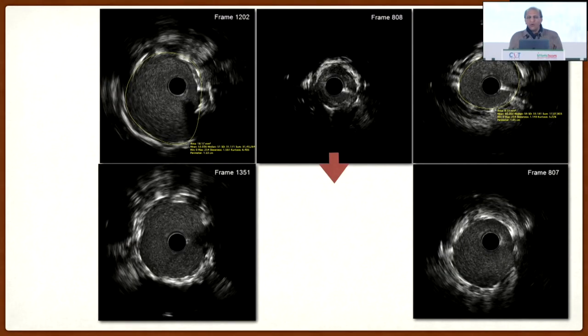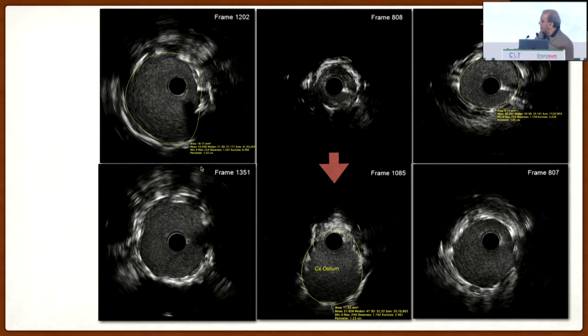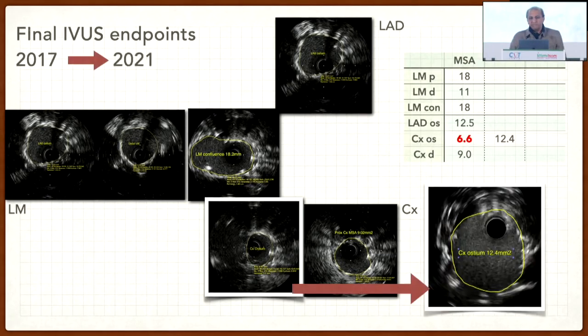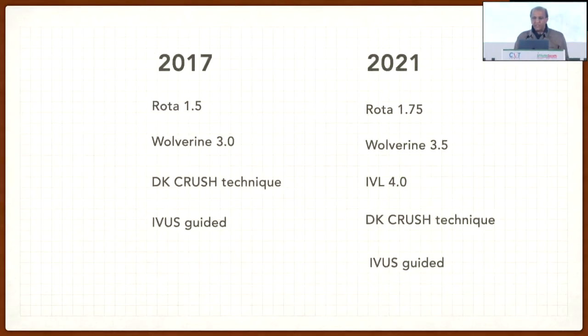So what was important is that we were able to change the circumflex result, which was now present in the ISR. It looked like this. We had been able to expand it well. And what did we do different? In 2017, we used a rotablator 1.5. Here we went and did a more aggressive rotational atherectomy. We used a 3.5, but we went in and did more to do something to the calcium. And then, of course, we did not use a DK crush.